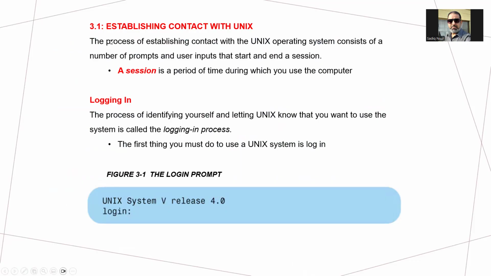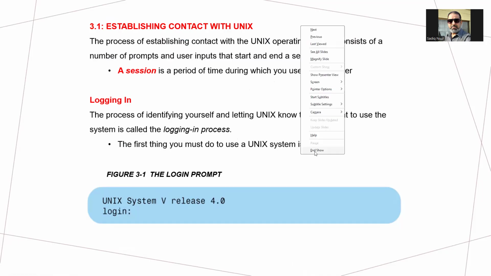right? So first we need to establish the login process, right? The process of establishing contact with the Unix operating system consists of a number of prompts and user input that starts and ends the session. A session is a period of time during which you use the computer. To log in, the process of identifying yourself and letting Unix know that you want to use the system, is called the logging in process. So the first thing you must do to use the Unix system is log in. So let me show you how.